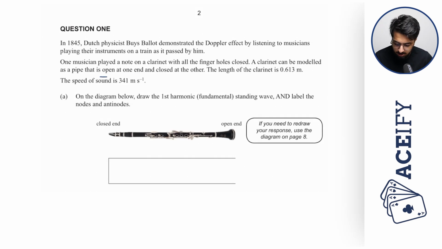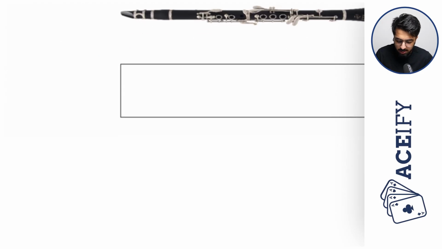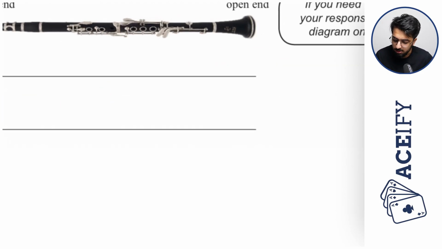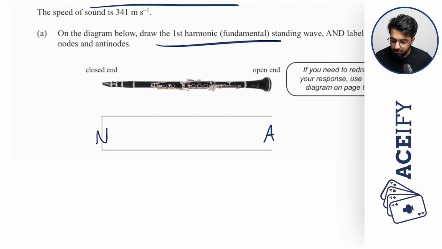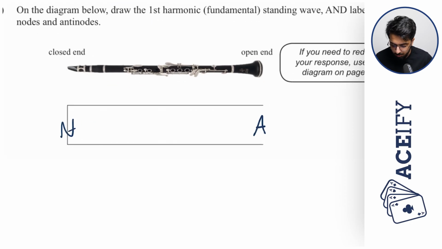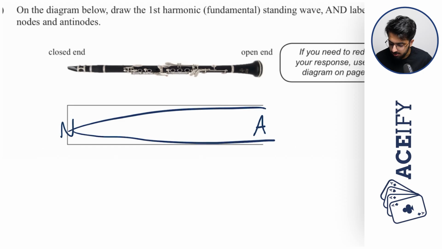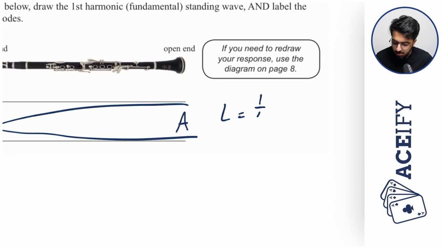Alright, so like it says right over here, this is an open and closed-ended pipe, and so for that we know we must have a node on this end and an antinode on this end. And as we're drawing the fundamental frequency, these are all the antinodes and nodes that will be in the wave. And so therefore we can draw our wave as so. And as you can see, our length is equal to 1/4 of a wavelength.